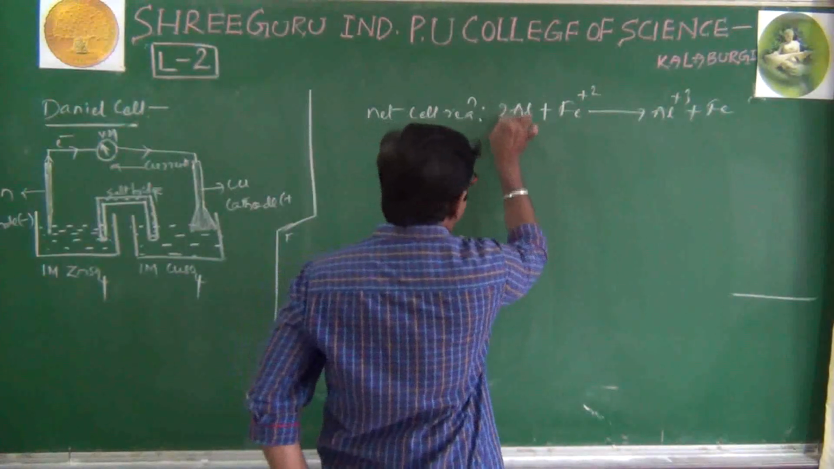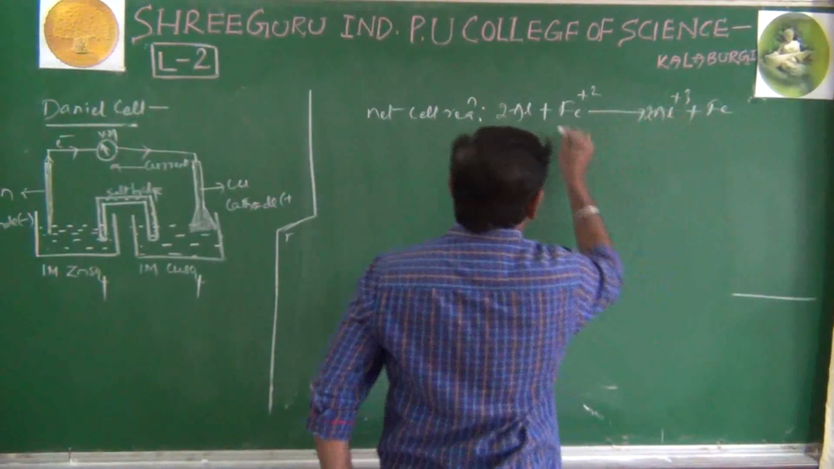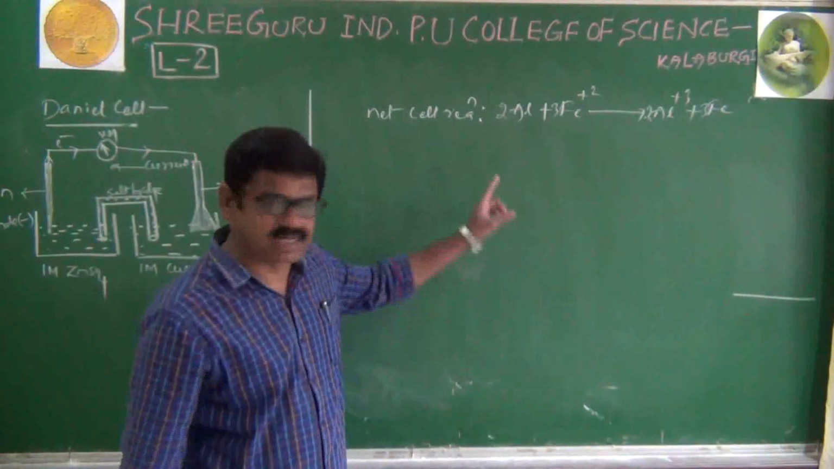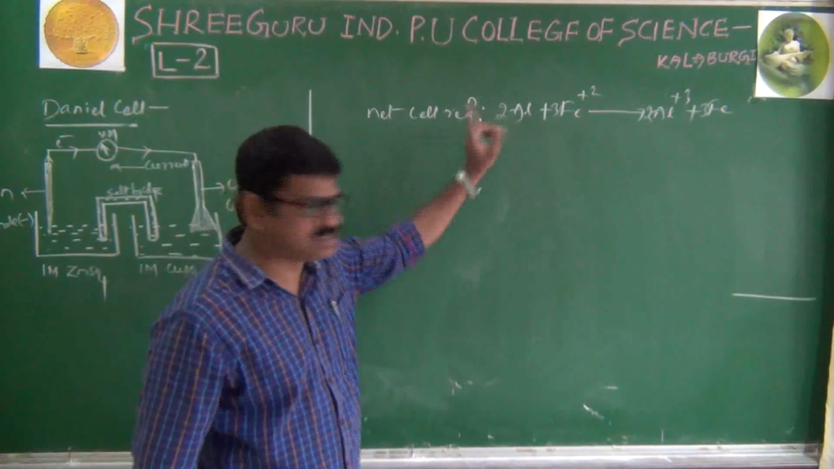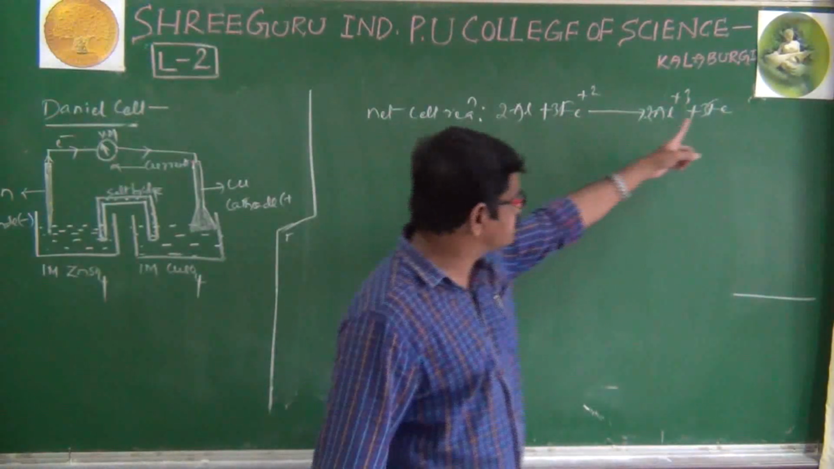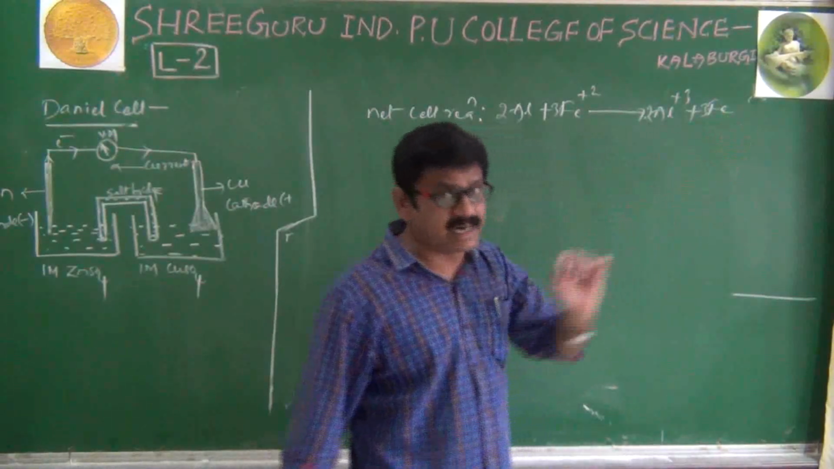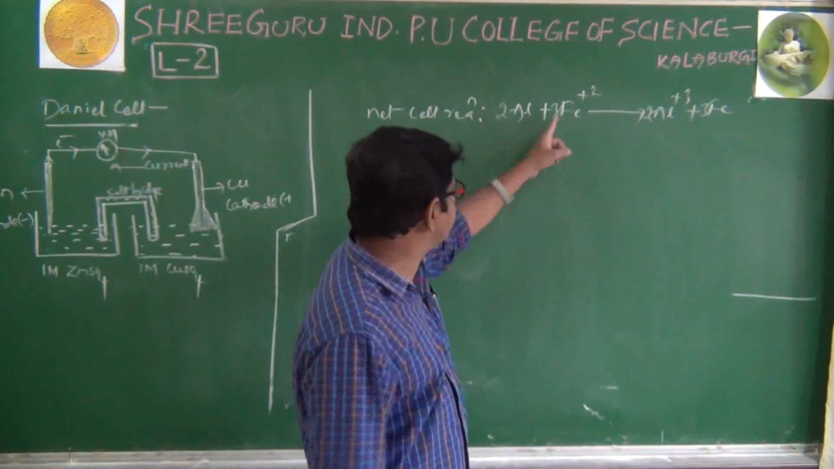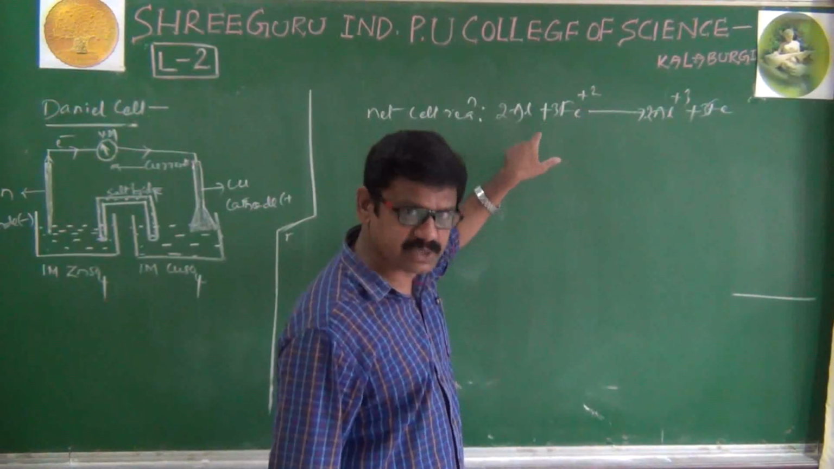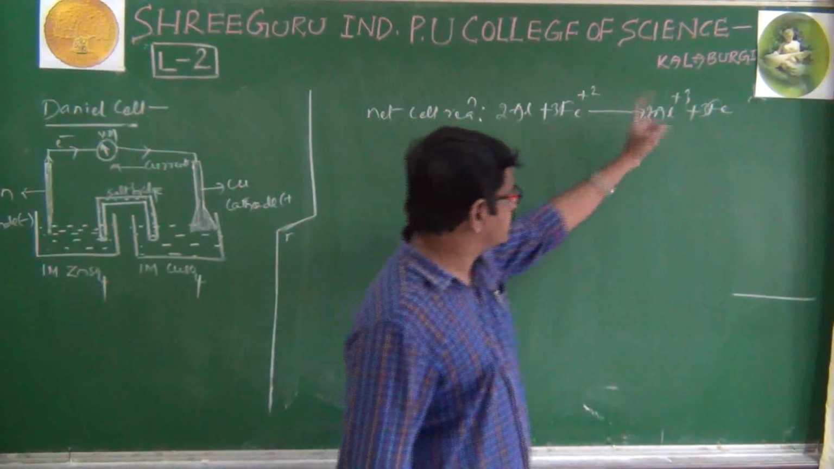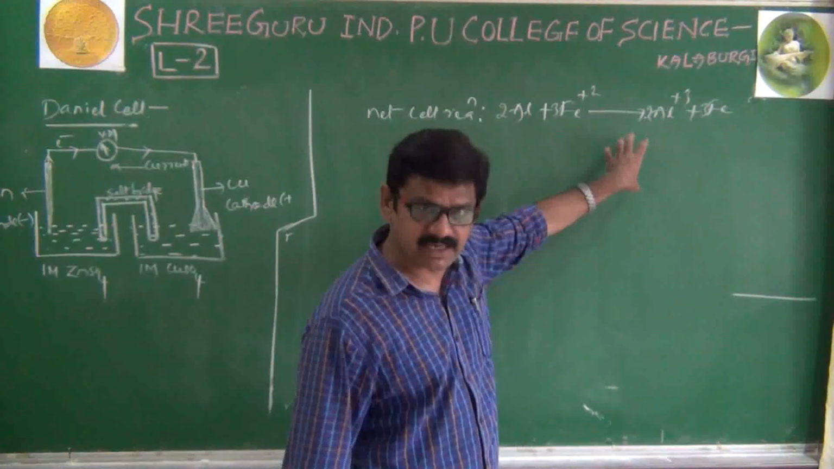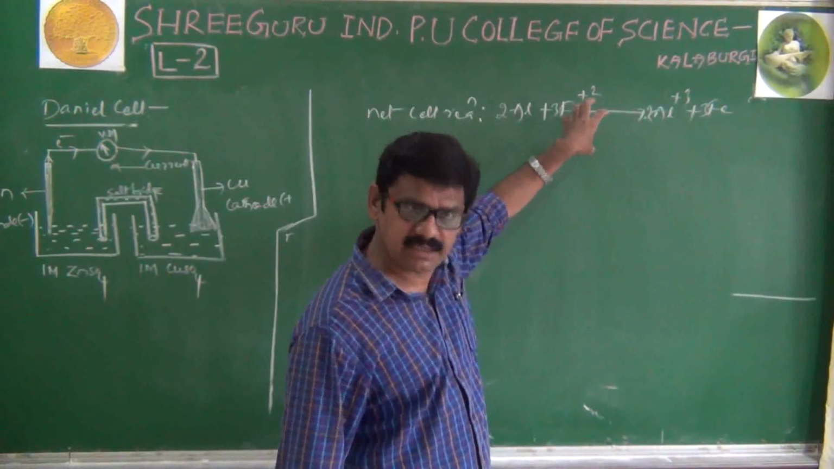So I am taking 2 here, 2 here, 3 here, and 3 here. First we'll check whether it is balanced or not. The left side has 2 aluminiums, the right side also has 2 aluminiums, and the left side has 3 iron and the right side also has 3 iron. Charges should also be balanced. The left side total charge is 0 plus 3 times 2, which is plus 6, and the right side, 2 times 3, is also plus 6. Charges are also balanced. Of course, it is a completely balanced equation.